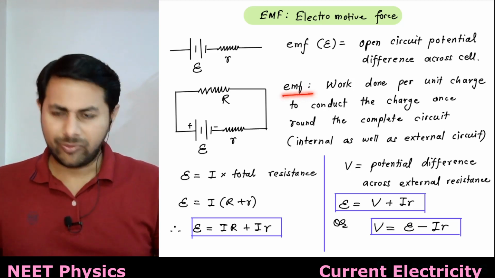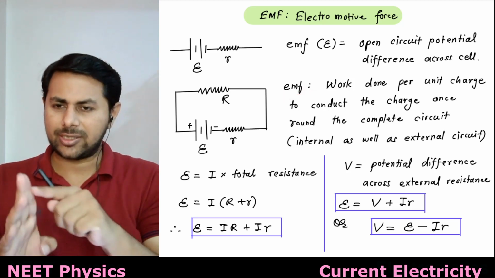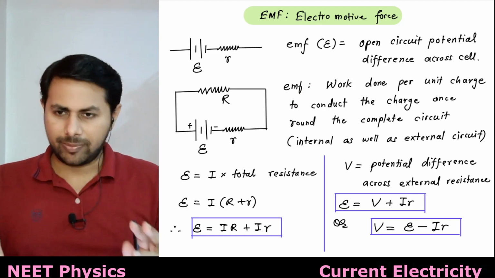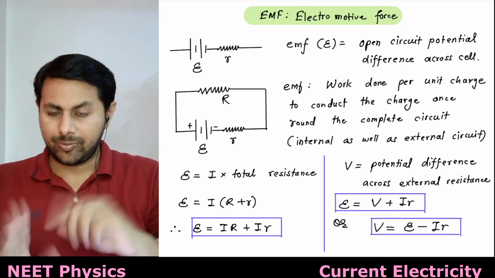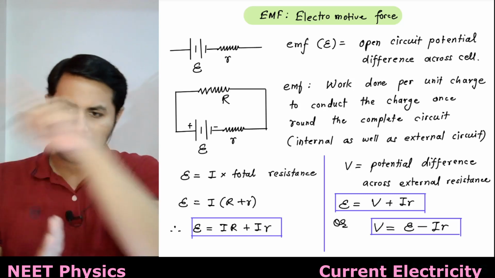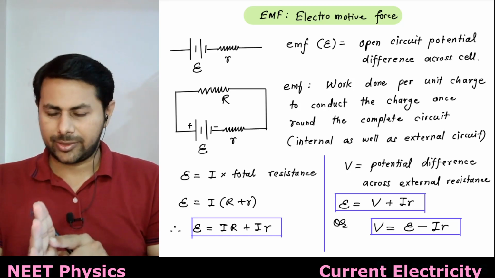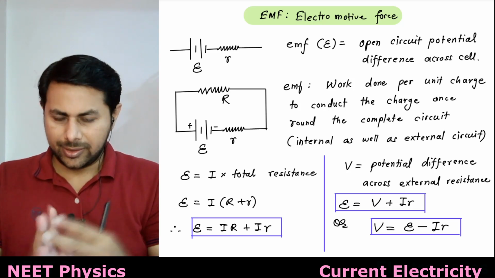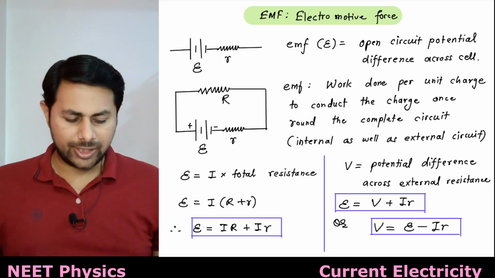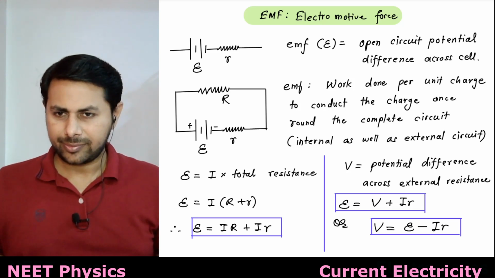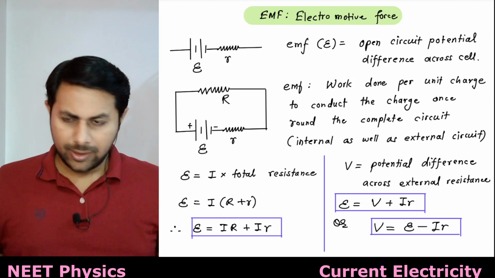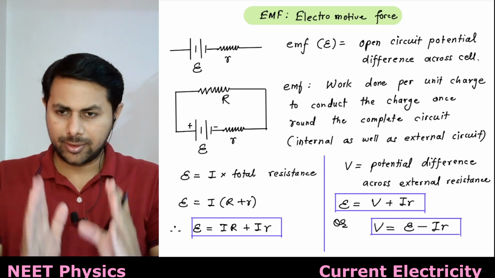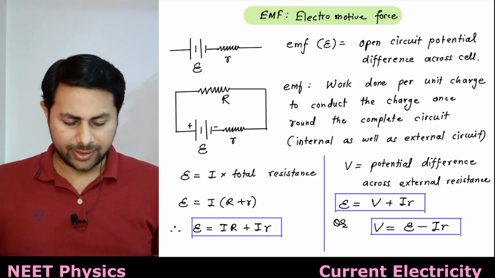But what is EMF? Work done per unit charge to move that charge once round the complete circuit. That means suppose a positive charge starts from the positive terminal of the battery and comes back to the positive terminal. So it moves through the external resistance as well as through the battery. Then the work done per unit charge is known as EMF, right? The internal resistance of the battery would be very small, but still there would be some resistance.